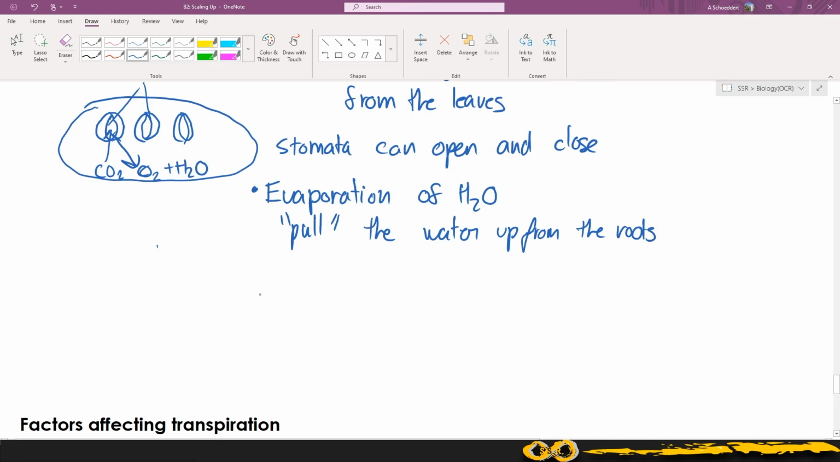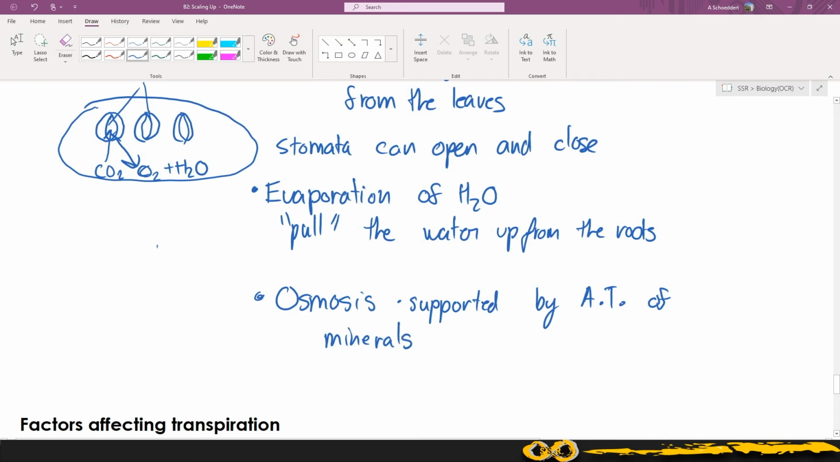Down in the roots, we will have osmosis bringing water in, and it will be supported by the active transport of minerals. The plant will create an artificial concentration gradient by pumping minerals using active transport into their root hair cells, and the water will follow those minerals by osmosis.